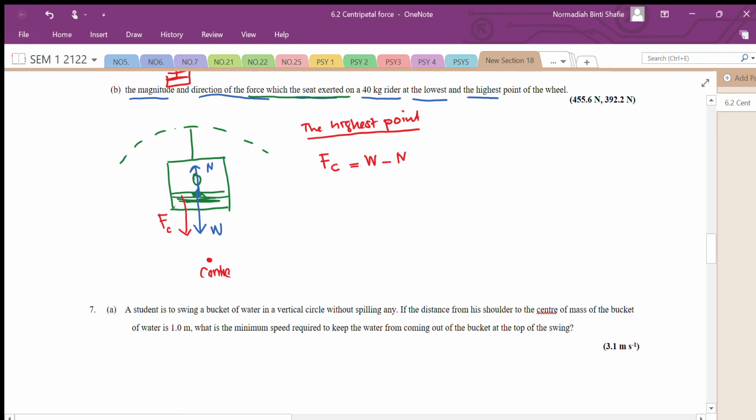W is in the same direction with the centripetal acceleration. Nilai dia lebih besar compare dengan N. That's why net force kita pun ke bawah. Daya yang same direction dengan centripetal force, kita assume sebagai positif, nilai dia lebih besar berbanding dengan daya yang opposite dengan direction of centripetal force. So, after that, kita nak cari N. Kita boleh gantikan Fc equals to mv square over R, W equals to mg, dan rearrange balik equation sebab kita nak cari normal force. So, normal force equals to mg minus mv square over R. Mass of this passenger is 40, g is 9.81, minus 40.